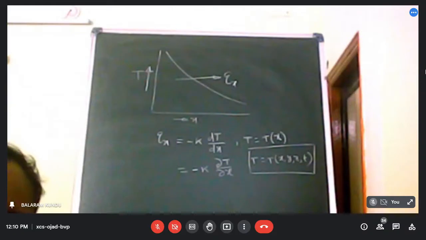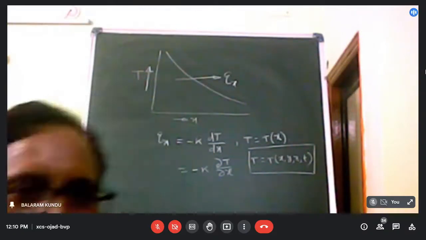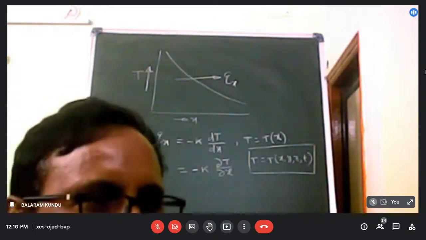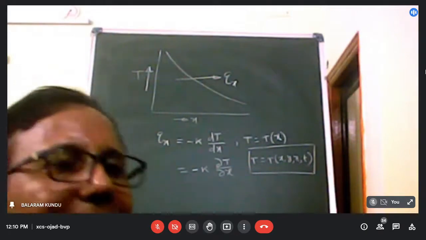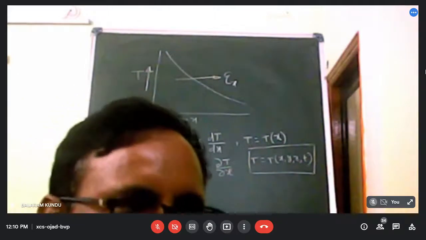In that case, if we apply the non-Fourier heat transfer, time lag aspect should be considered. Time lag. If time lag equal to 0, it will be Fourier's law. We can apply Fourier's law for the time lag equal to 0. If there is a time lag or relaxation time, then we should consider non-Fourier heat transfer.